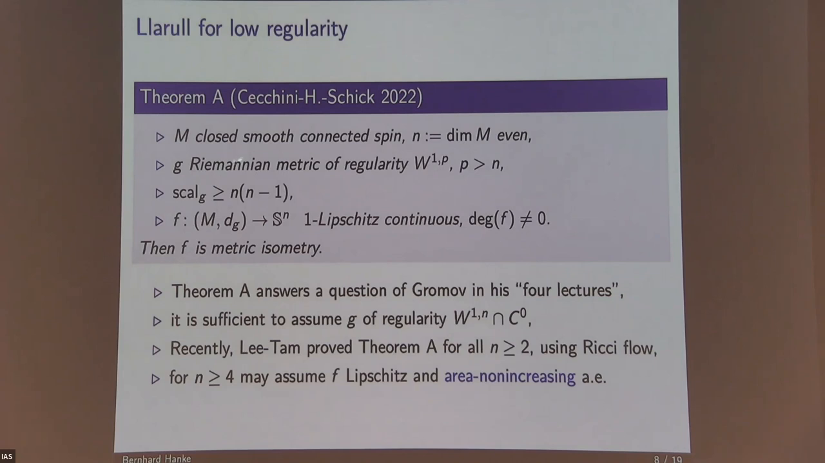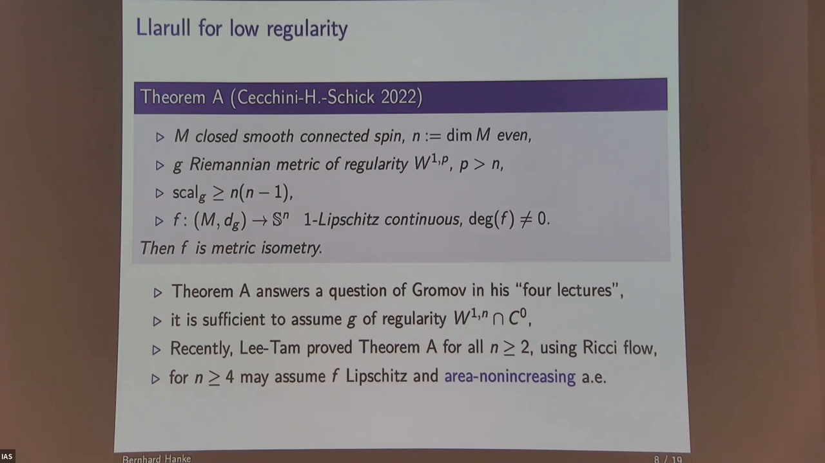Namely, again, we take a smooth connected spin manifold as before. Here, for this theorem, we have to restrict to even dimensions. I will say a few words about that later on. Let's take a Riemannian metric of this low regularity. It's a little bit better than just continuous. Scalar curvature in the distributional sense is bounded below by n times n minus 1. And we take a map which is just one-Lipschitz continuous, but it need not be smooth, of non-zero degree. And then F must be a metric isometry.